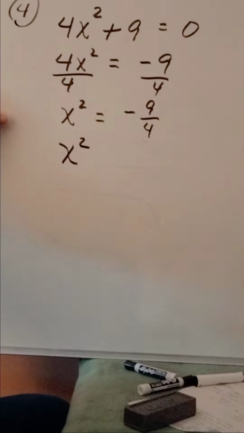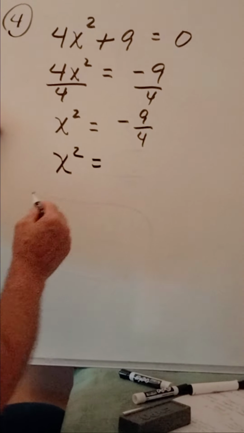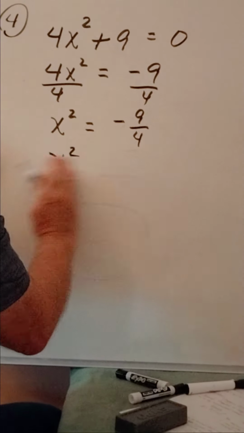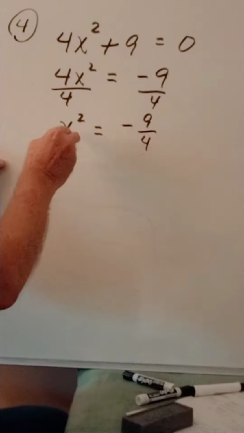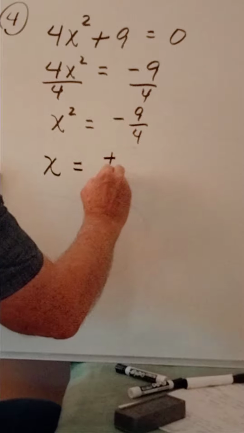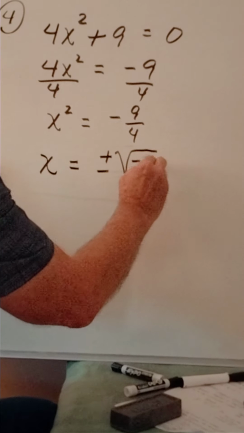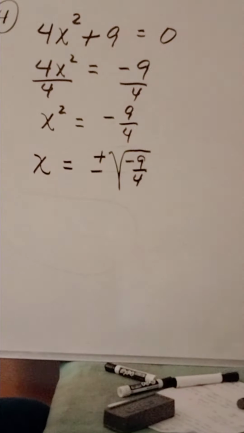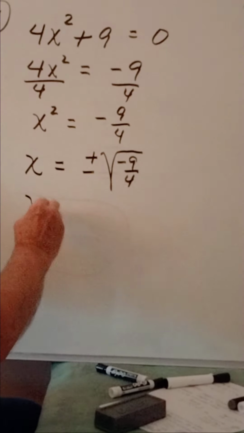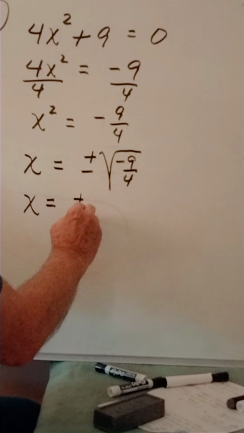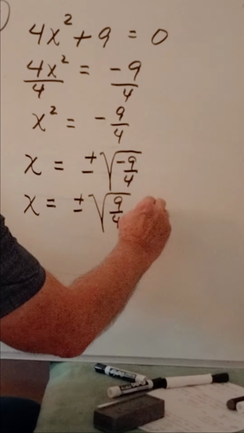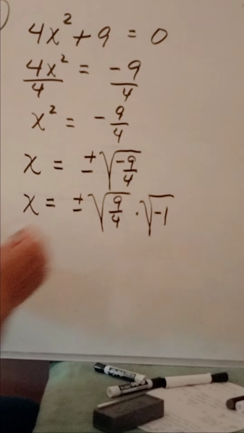And so now we'll come down methodically and we'll write x squared is equal to, well, let's back it up. And let's go ahead and find the square root of this. That'll give us x is equal to plus or minus the root of a negative 9/4. Then that will give us this. X is equal to positive or negative root 9/4 times root negative 1.